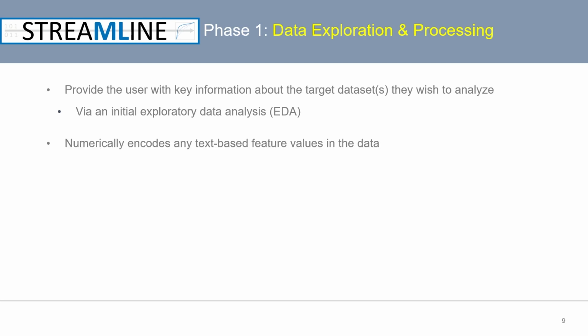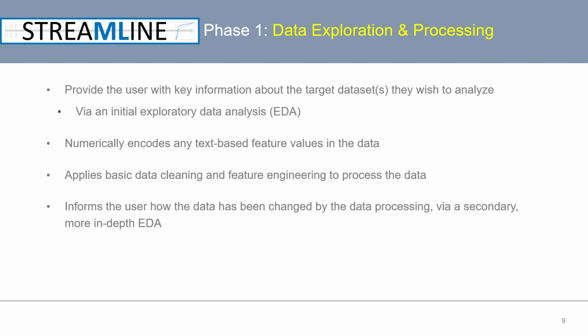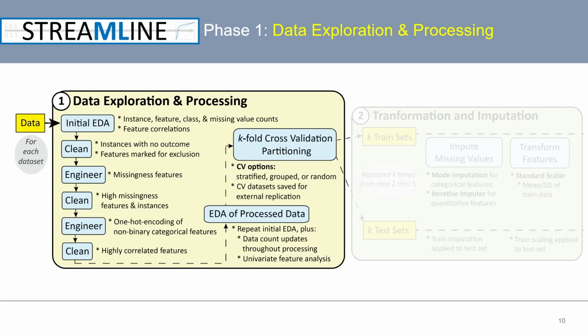Next, this phase numerically encodes any text-based feature values that may exist in the data. Then, it applies basic data cleaning and feature engineering as elements of data processing. Then this phase informs the user how the data has been changed by that data processing via a secondary and, in more depth, EDA. And lastly, phase 1 partitions the data using k-fold cross-validation. Here we can see all of these elements organized in the schematic. They'll be completed separately for each target dataset included by the user in a designated target dataset folder.